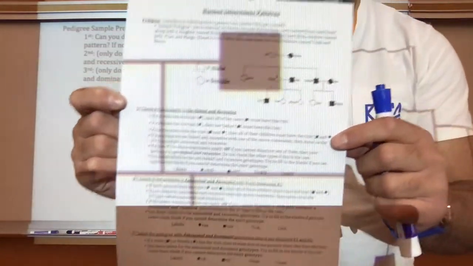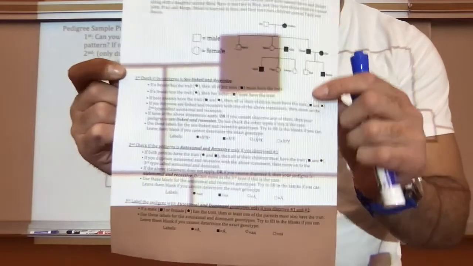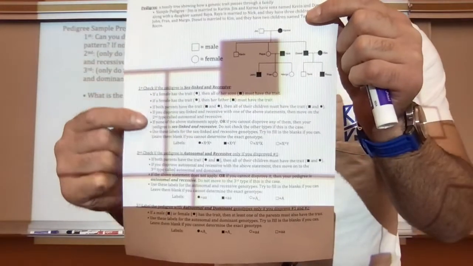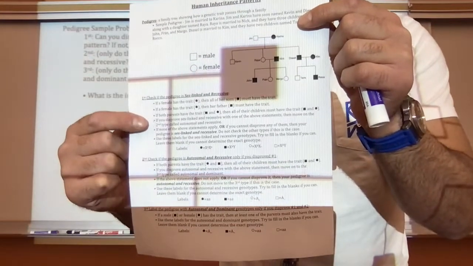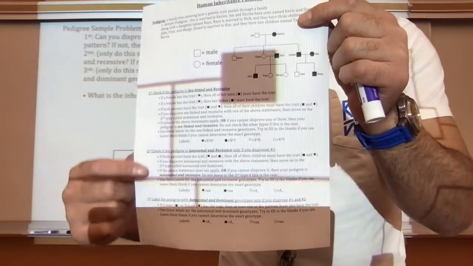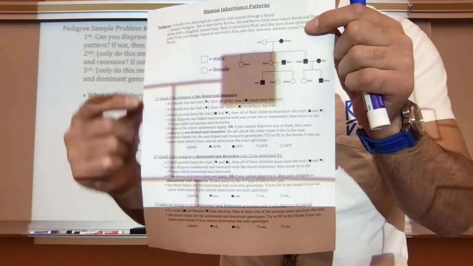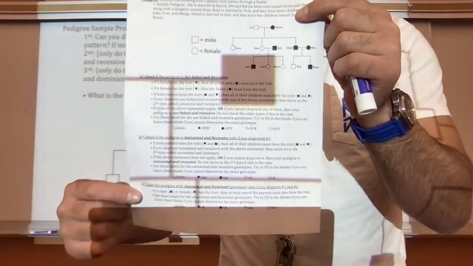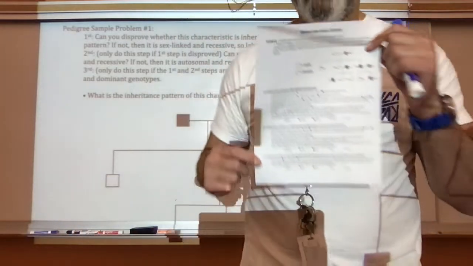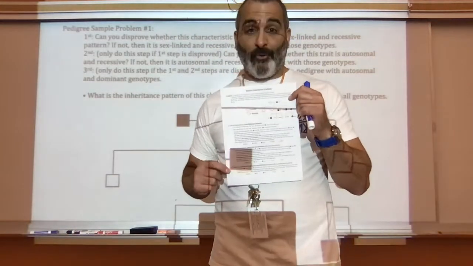What does the paper look like? It looks like this. All the information you need is right here on the sides. This is where I'm getting my information. So if you hear me saying stuff about if this, if that, I'm getting it from here. This is number 1, sex-linked. Number 2, autosomal recessive. And number 3, autosomal dominant. Okay, so you need this paper with you when you do these.